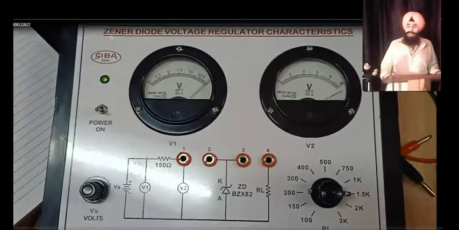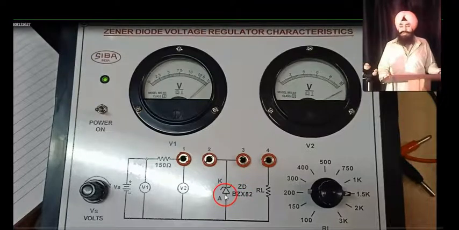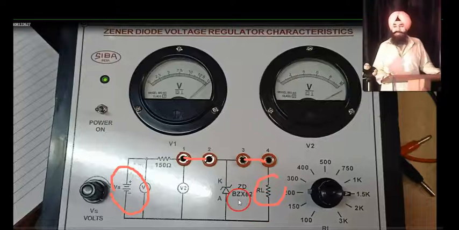Dear students, today I'll explain to you an important characteristic of the Zener diode, that it acts as a stabilizer. How? The Zener diode has a supply voltage Vs and a load resistor. I'm connecting the supply voltage to the Zener, as well as the load resistor to the Zener.